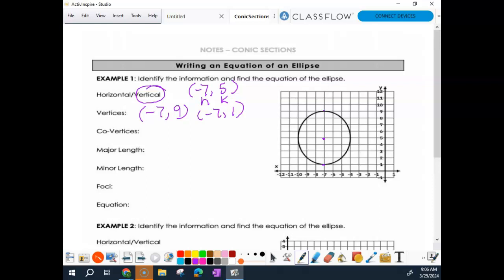So the next thing, we're going to come back to the co-vertex, but the major axis, which is my long axis, is asking for the length. So what's the length? How top to bottom, how long is it? 1, 2, 3, 4, 5, 6, 7, 8. So the major length is 8 units, which means my A is 4.